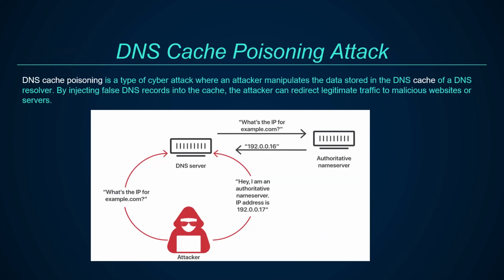DNS cache poisoning attack. DNS cache poisoning is a type of cyber attack where the attackers manipulate the data stored in the DNS cache of a DNS resolver. By injecting false DNS records into the cache, these attackers can redirect legitimate traffic to malicious websites or servers, effectively leading users astray.